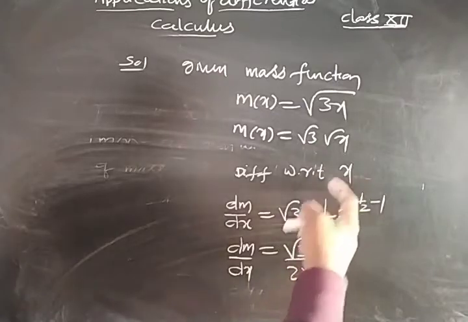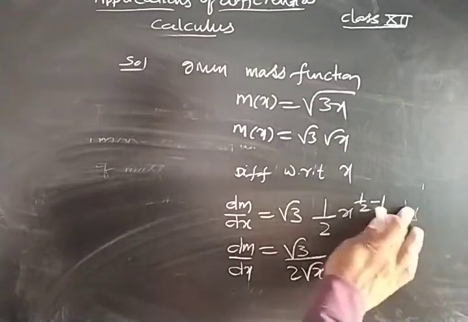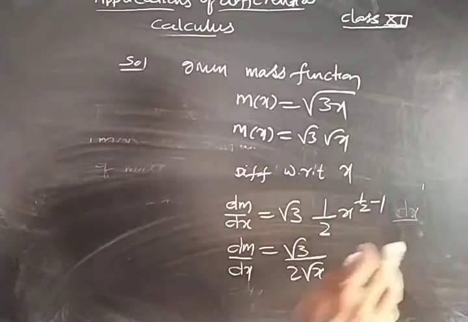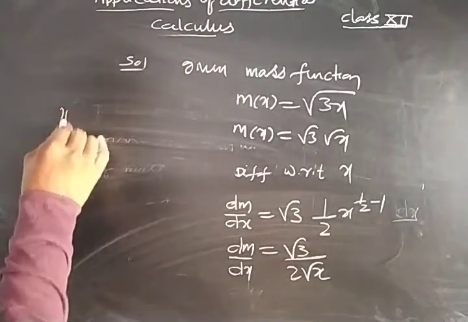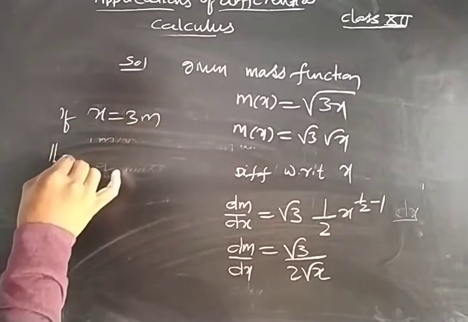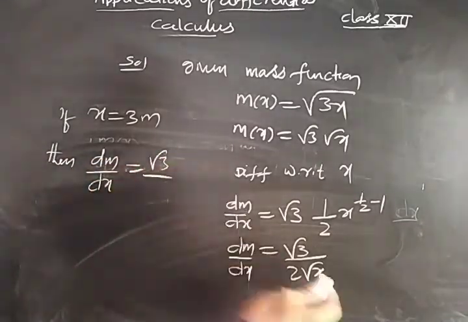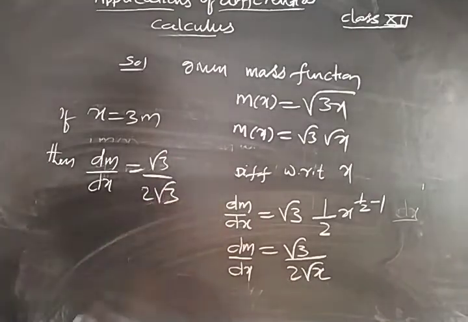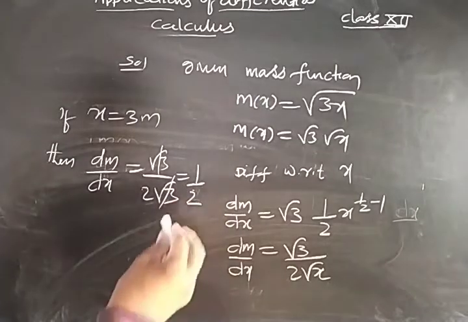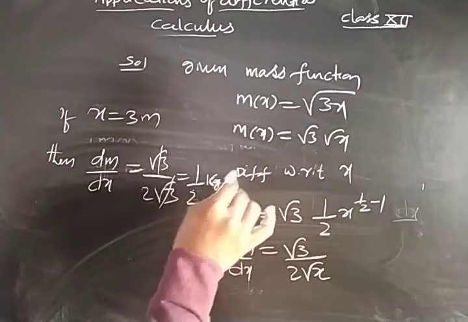When we are differentiating the power, we are differentiating x also, with respect to x. So dx by dx becomes 1. Now if x is 3 meters, then dm by dx is root 3 by 2 root 3 after substituting. Root 3 cancels, and this is 1 by 2 kilogram per meter.